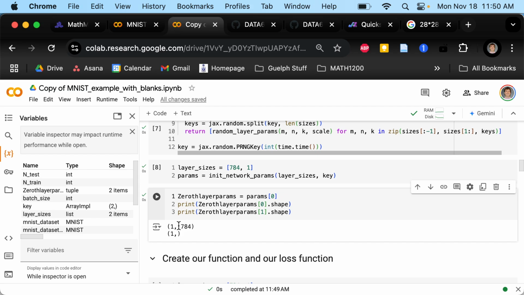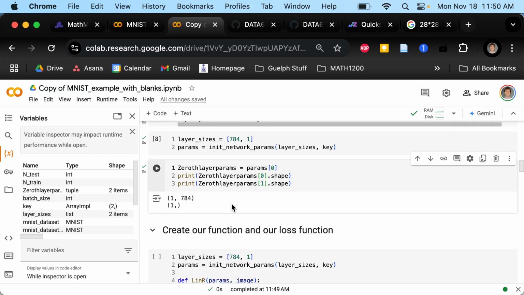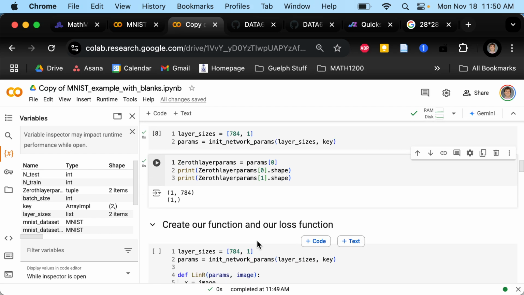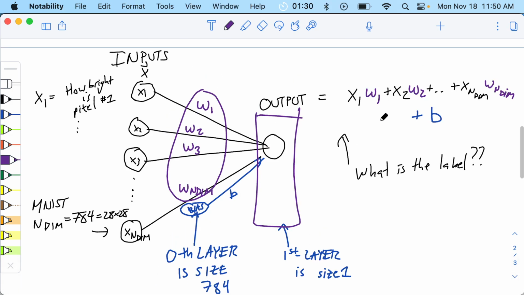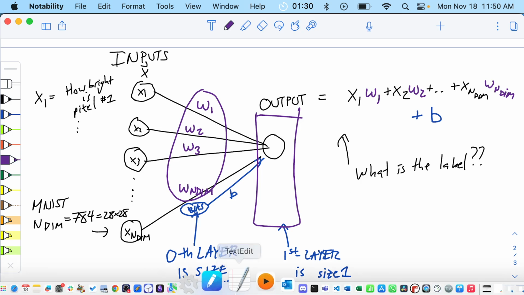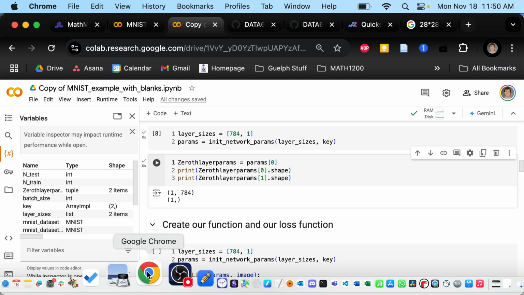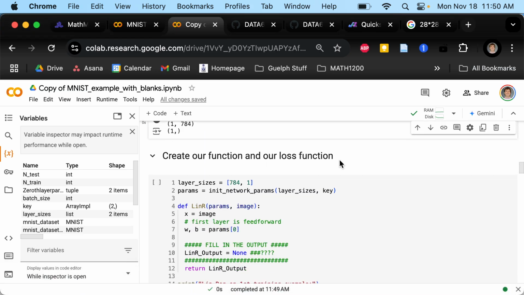Any questions or comments? And again, if you want to follow along on your little copy, you can do that. Okay, so now we're going to make our function. We got these parameters. We want to explain to the computer what is this output function. We want to put this formula, the output equals this, into the computer. And that's what we're going to do. And we're going to make a function that does that. So we're going to create our function and our loss function.